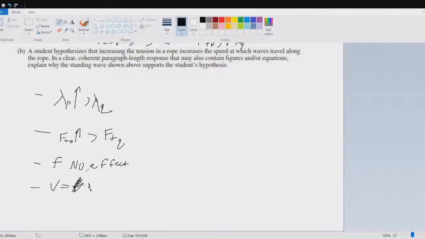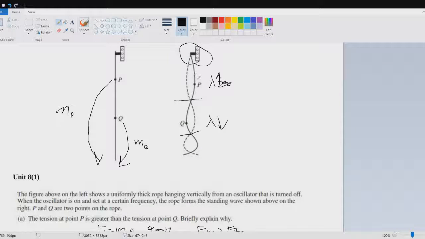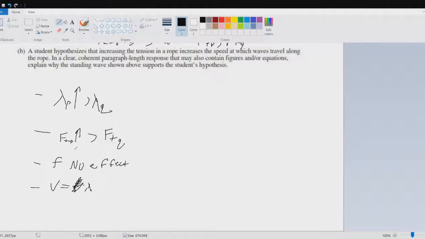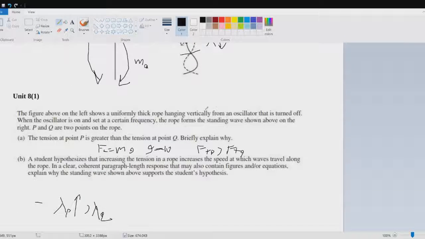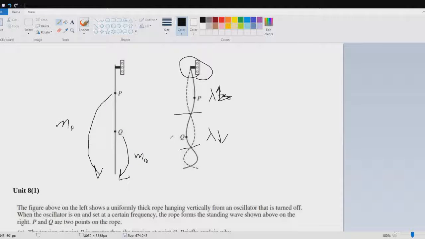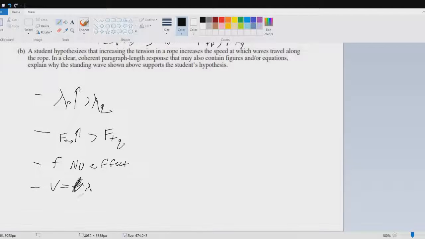And so now we can say that the wavelength is the only thing that plays a factor into how fast our rope is moving, or how fast the waves travel along the rope. And so now we can conclude that because the wavelength at point P is longer and it has a higher tension, we can say that the tension in the rope creates longer wavelengths, which creates a higher speed.